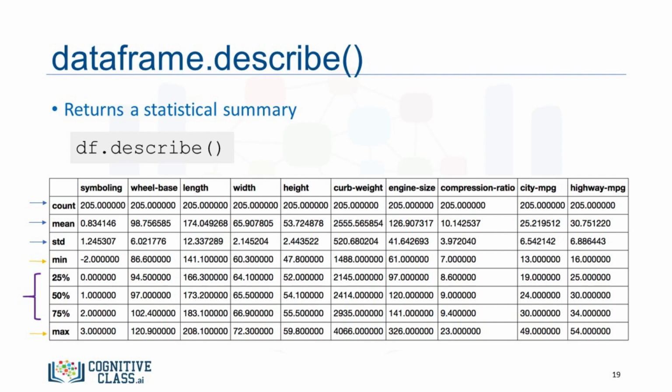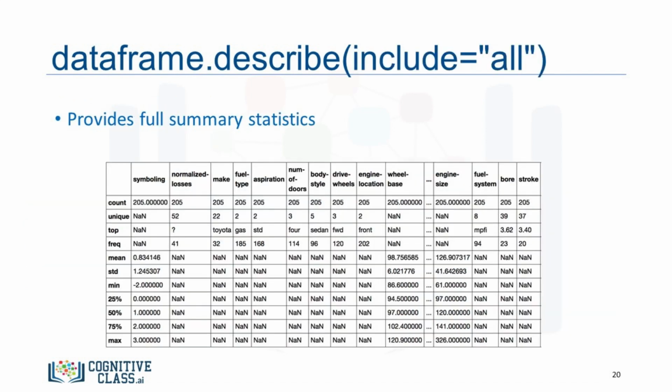By default, the dataframe.describe function skips rows and columns that do not contain numbers. It is possible to make the describe method work for object type columns as well. To enable a summary of all the columns, we could add an argument include equals all inside the describe function bracket. Now the outcome shows the summary of all the 26 columns, including object typed attributes.